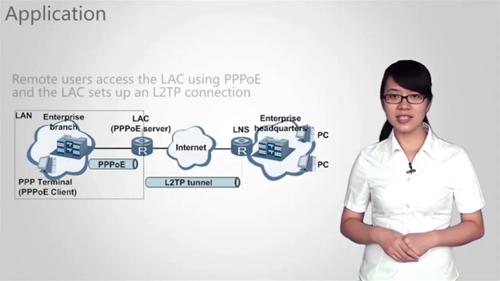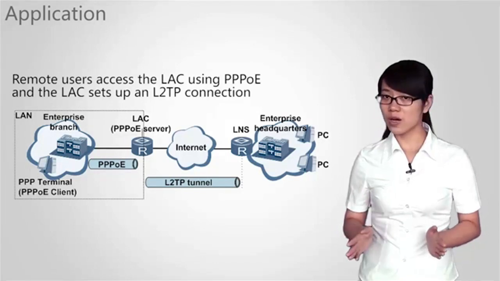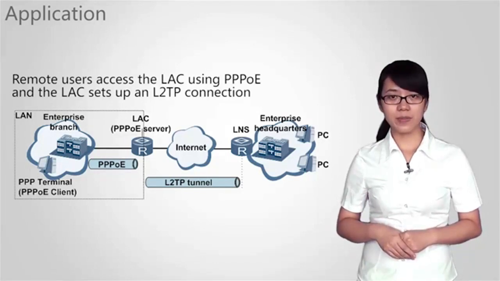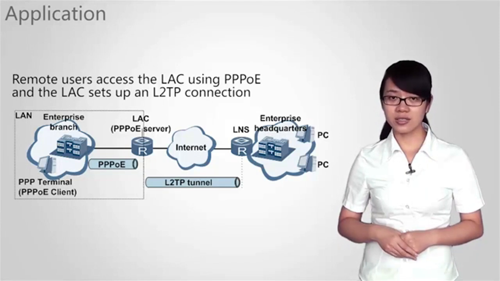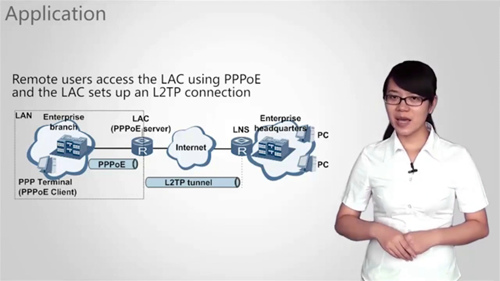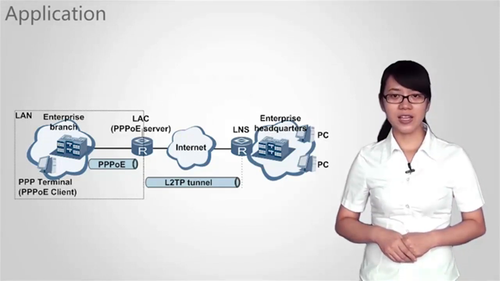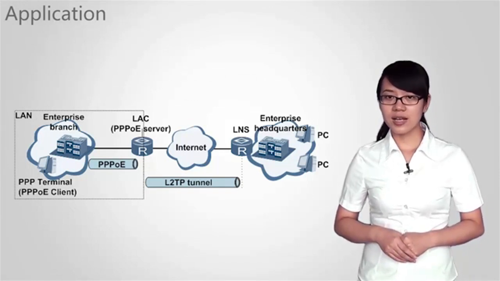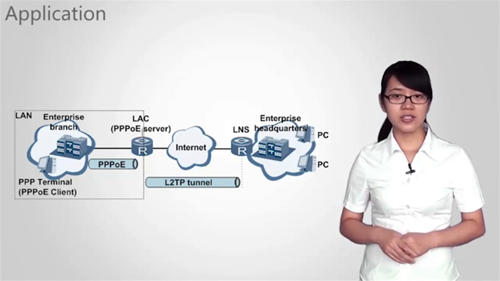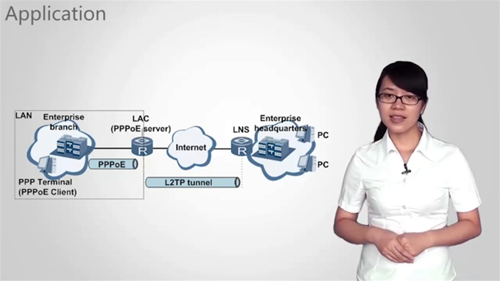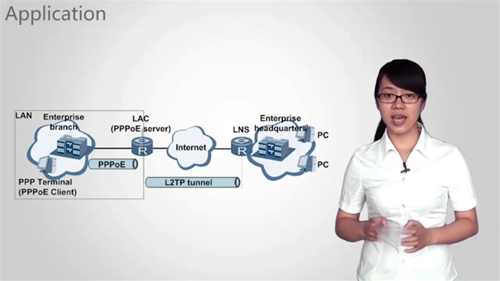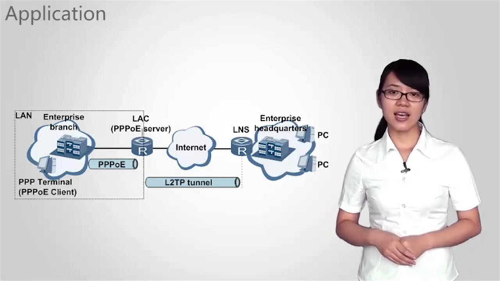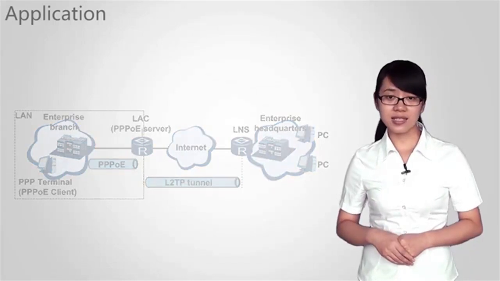Remote users access the LAC using PPPoE, and the LAC sets up an L2TP connection. PPPoE enables L2TP to be configured on the Ethernet. Enterprise branches function as PPPoE clients to set up a connection. In this way, the branches can connect to the LAC over the Ethernet and then connect to the LNS.